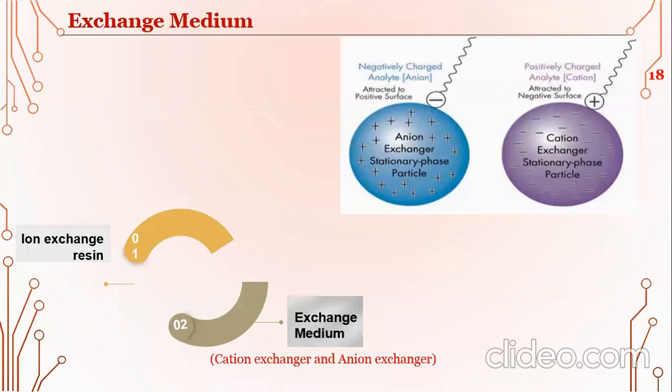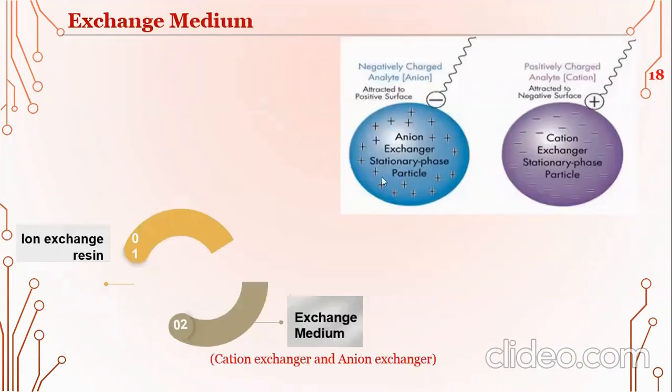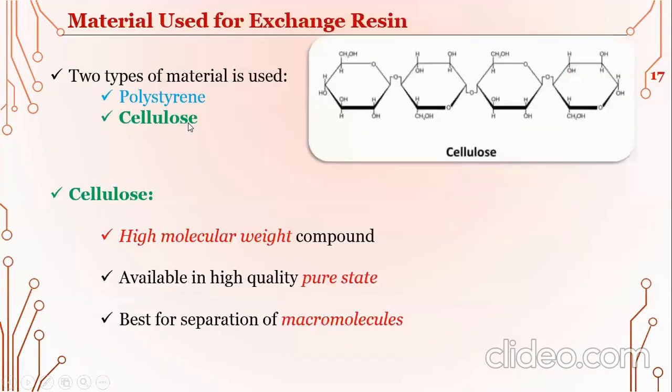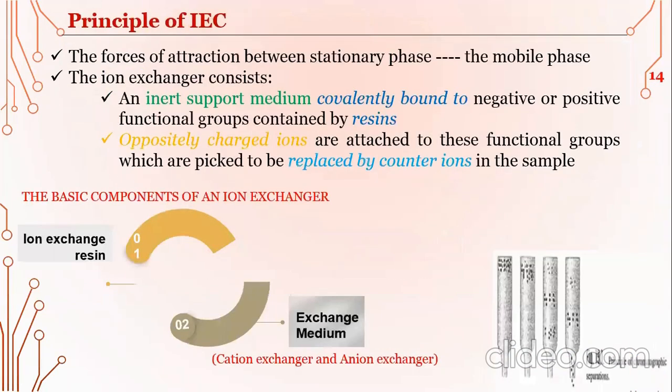And here in ion exchange chromatography, the same procedure, the same display of these anion exchanger and cation exchanger, is represented in another way in this type. So the black circle shows the resin. With this resin, the exchangers are covalently bound. We have talked about this earlier, that they will be covalently bound with an inert support.